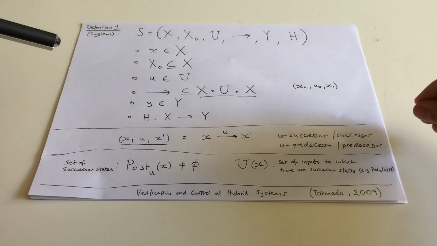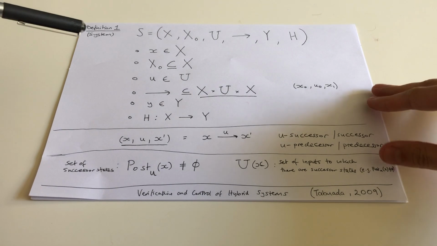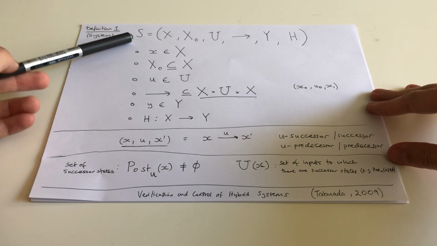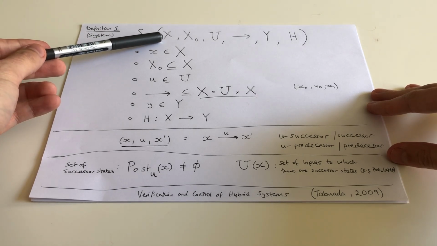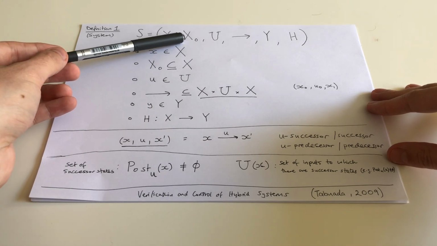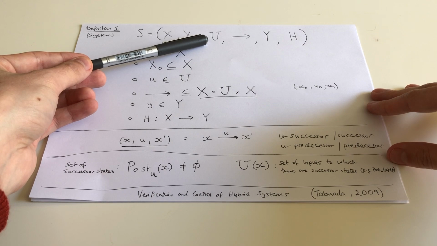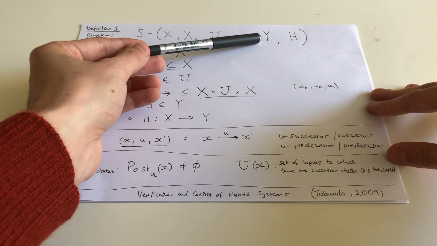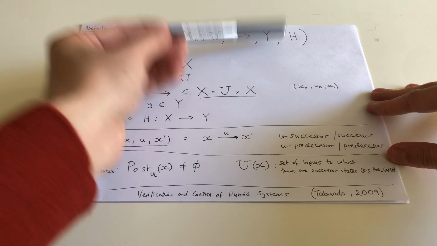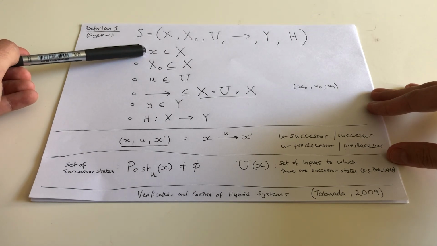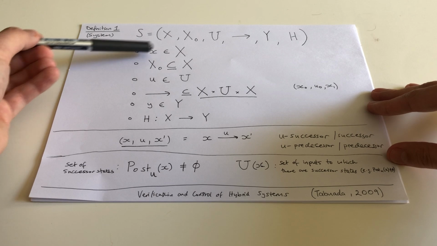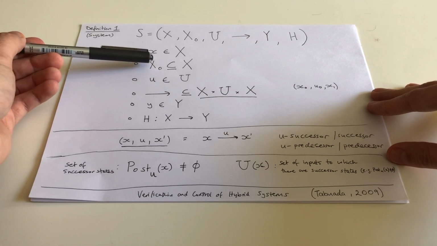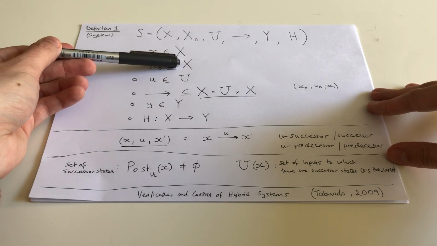So I thought it's worth just recapping briefly what we covered already in part 1. We had this definition of a system S, where we have a set of states X, an initial set of states X0, a set of inputs U, a transition relation, which we denoted with an arrow, a set of outputs Y, and a mapping H. And we said that we can select an individual state from within this set of states, that the initial set is a subset of or equal to the set of states.